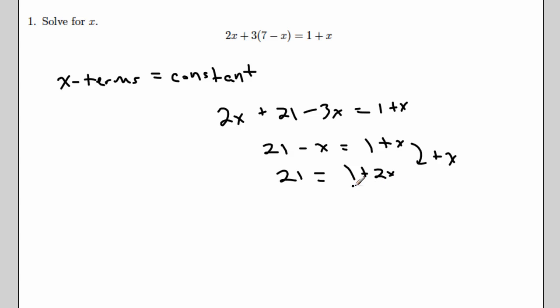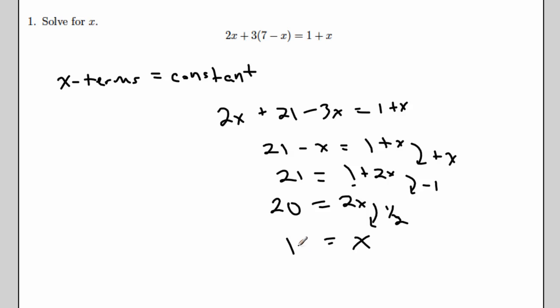I can get rid of this constant term by subtracting 1 from both sides. So with the step of subtracting 1 from both sides, on the left I have 20, and on the right I have 2x. Now I've accomplished my goal. I've separated my x terms on one side and my constant terms on the other, and now you can see why I do that, because all I need to do is multiply both sides by the reciprocal of 2, in other words, multiply by a half on both sides, or you could think of it as dividing by 2. And on the right-hand side I have x, and on the left-hand side I have 10.